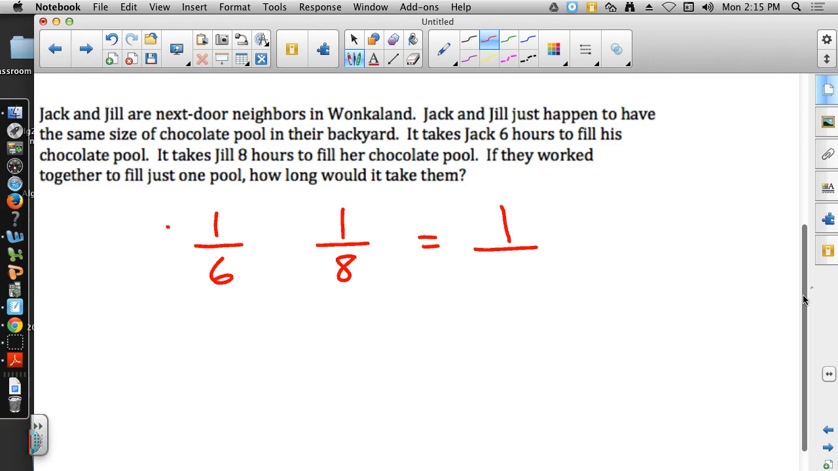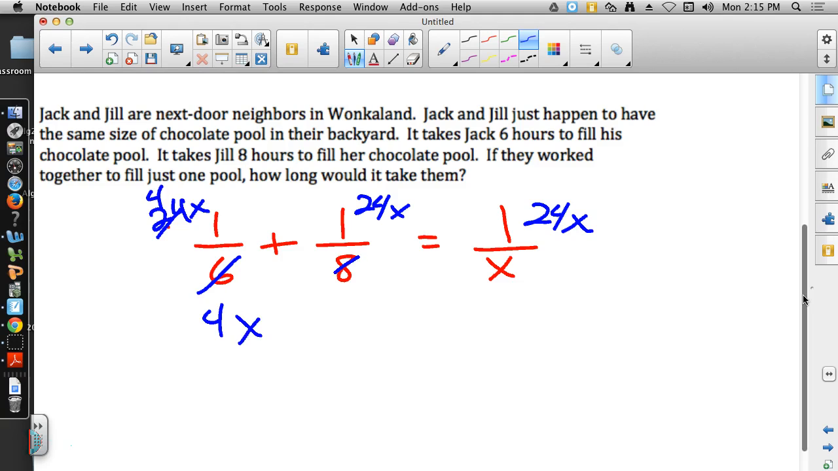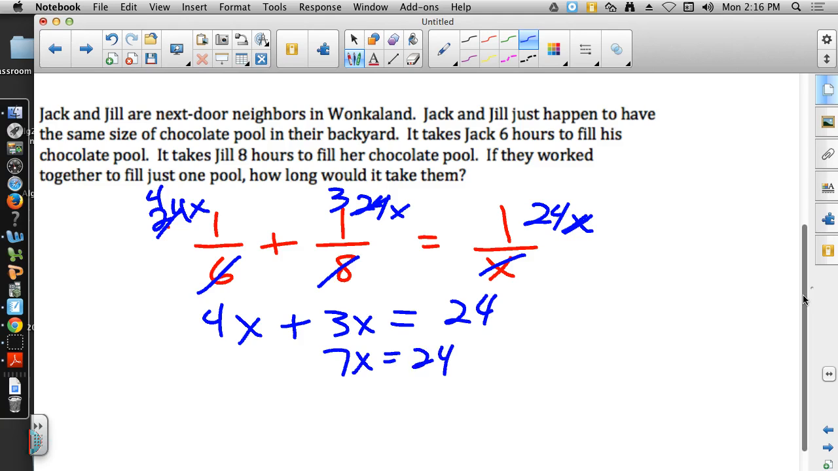One pool in 8 hours, and they're going to add that together, and we want to know how long would it take both of them working together. So now what we want to do is come up with that least common denominator for 6, 8, and x, and that's going to be 24x. We're going to multiply every one of these fractions by 24x. Here, 6 will go into 24 4 times, and we'll get 4x. Here, 8 will go into 24 3 times, and we will get 3x. And over here, the x's will cancel out, and we'll get 24. So 7x equals 24, and we'll just divide that out, and we'll see what we get.